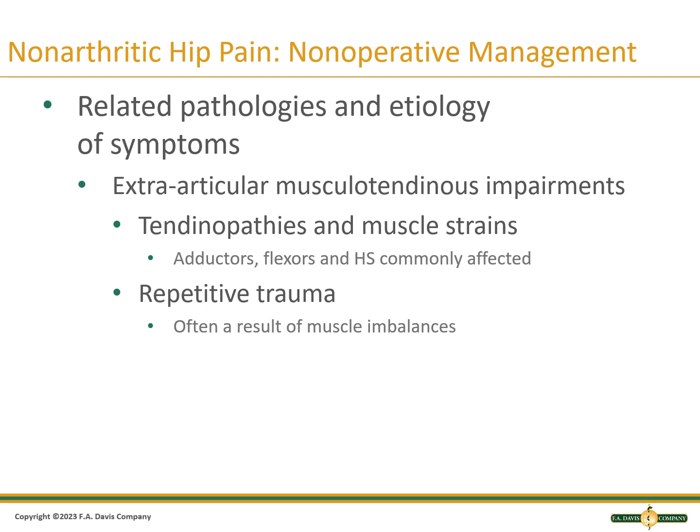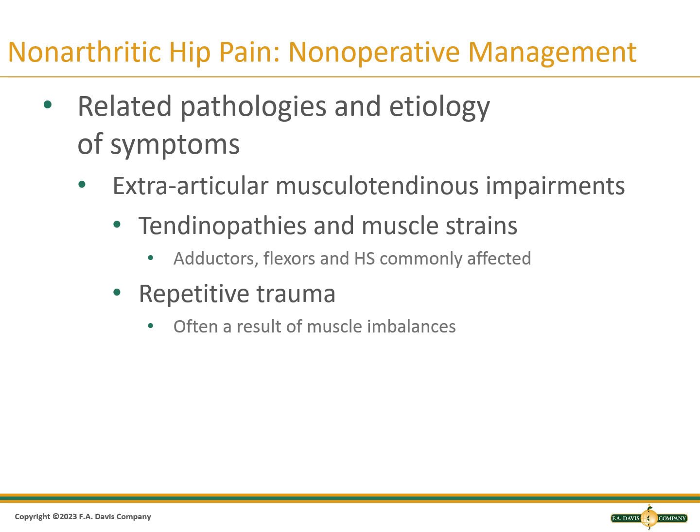Jumping back into non-operative management of the hip, these pathologies are going to be things that are managed without surgery that are likely due to bone or soft tissue injury in the structures surrounding the hip. So our first group here are going to be extra-articular musculotendinous impairments. So these are going to be things outside of the joint, typically related to our muscular system, that are resulting in impairments in hip function and typically hip pain.